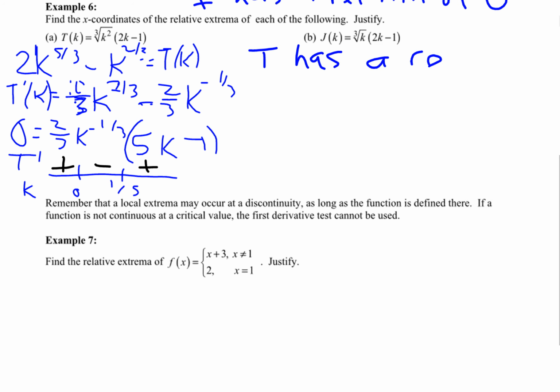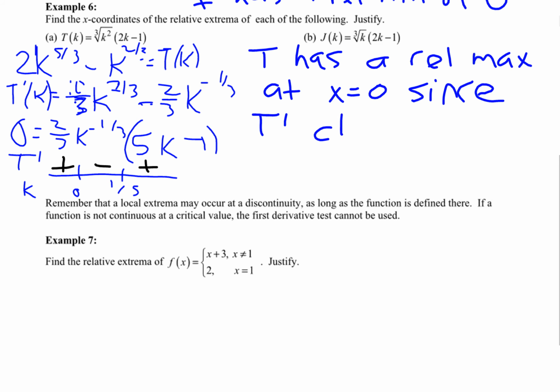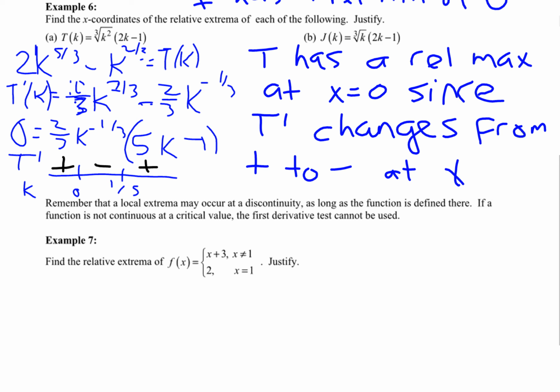a relative max at x equals 0 since t prime changes from positive to negative at t equals 0, or at x equals 0. I guess instead of x, it really should say k. K, there we go. All right, let's make that look better. K equals 0. All right, that's the first part.